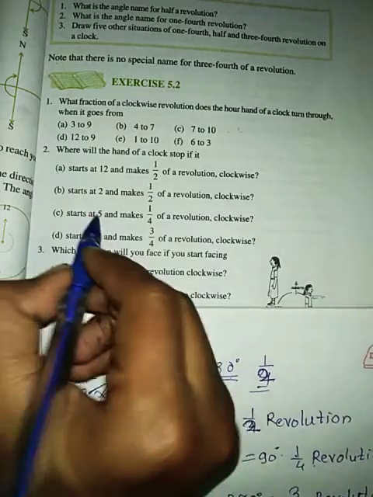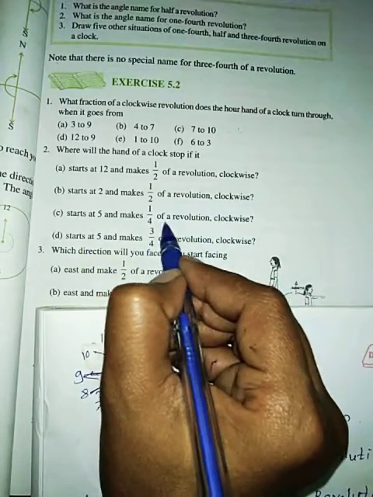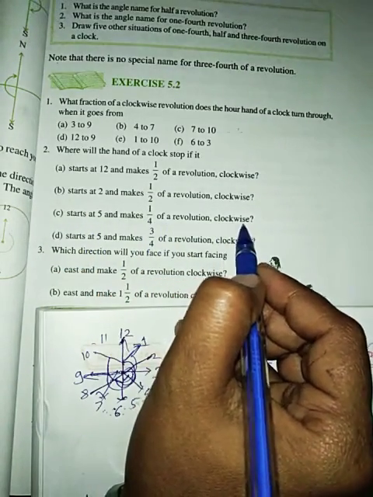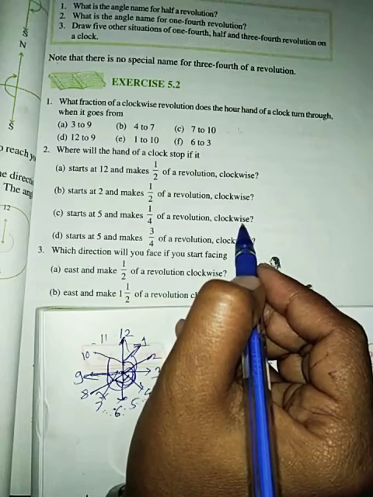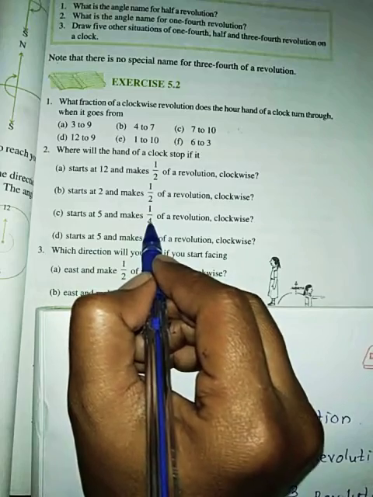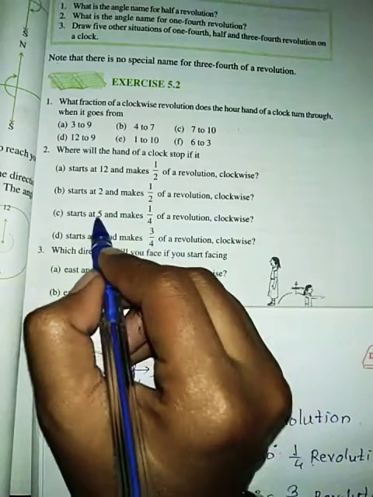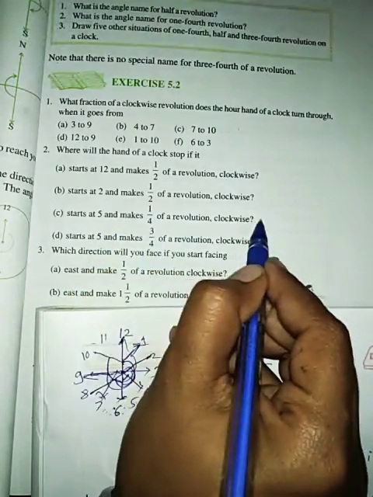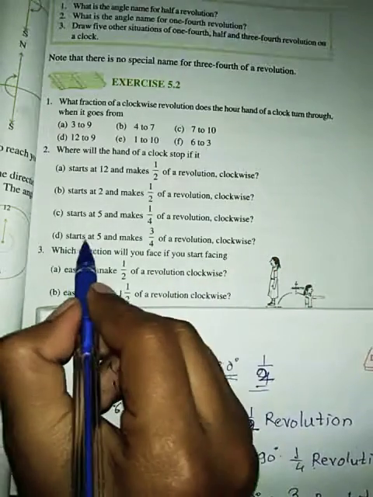Now start at 5 and make 1 by 4th of a revolution in clockwise. Okay, in clockwise 1 by 4th revolution means 90 degrees. 90 degrees means 3. So 5 plus 3, 8. So it will stop at 8.